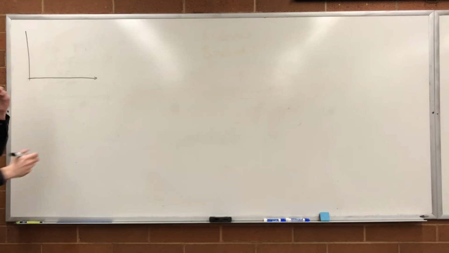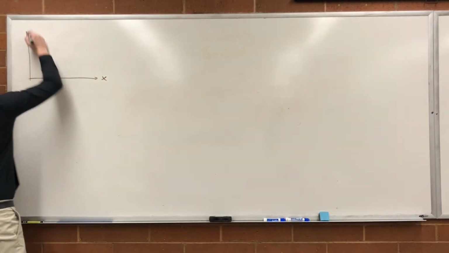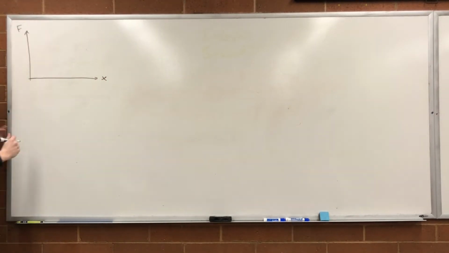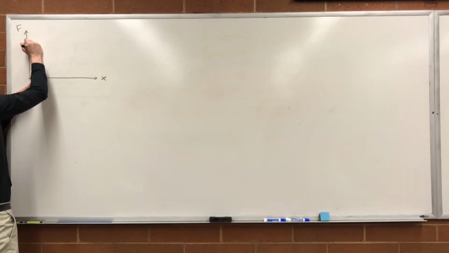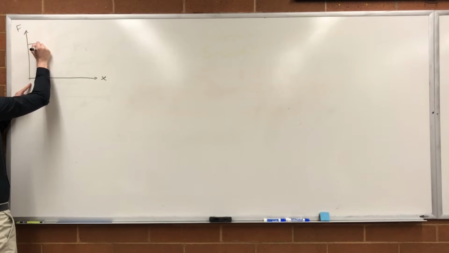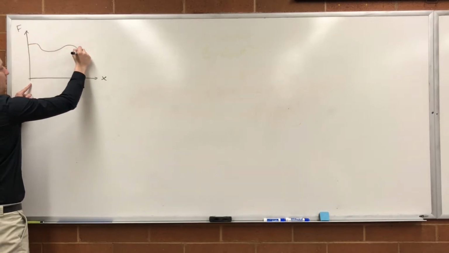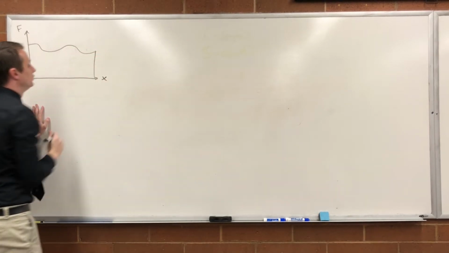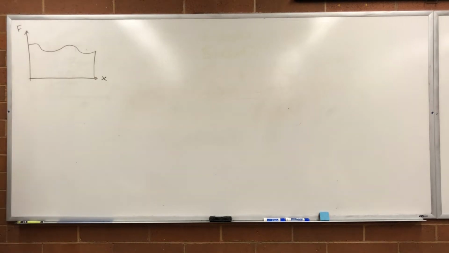You with me? So this is where the object is, its x position. Here's the force that you're exerting on the object, F. And so for the first meter, you might be pushing with a force like this, but then you start pushing with less of a force, then more, then less, then more, etc. You with me so far?